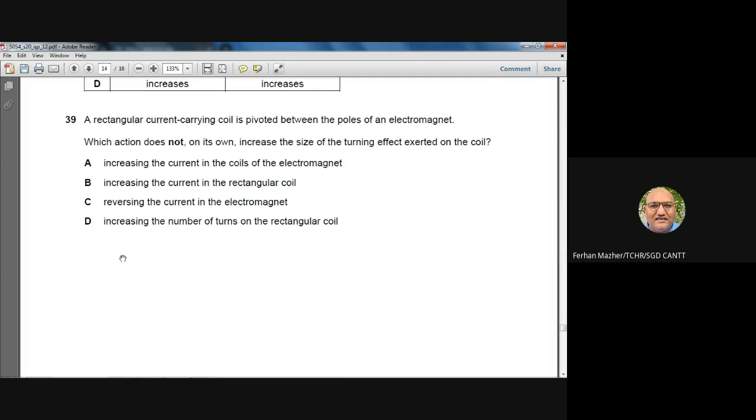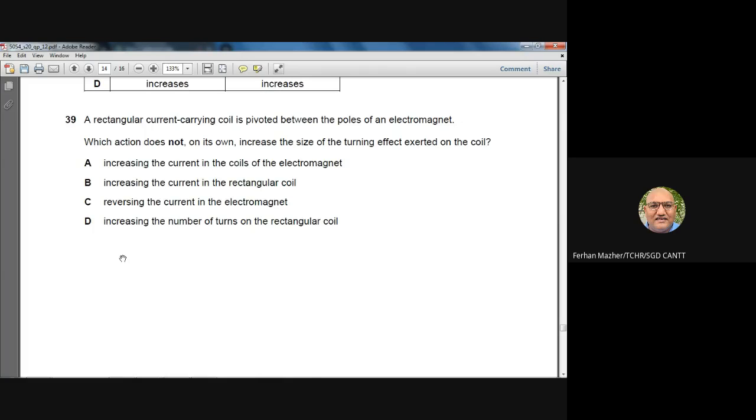Increasing the current in the rectangular coil definitely increases the turning effect, because if a larger amount of current is flowing through the coil, the turning effect produced will be larger. A and B are possible. But we are looking for which does not. Reversing the current in the electromagnet does not affect the amount of turning effect. It can affect the direction in which the coil will be turning, but not the size of the turning effect. So reversing the current in the electromagnet will have no effect on the size of the turning effect exerted on the coil.